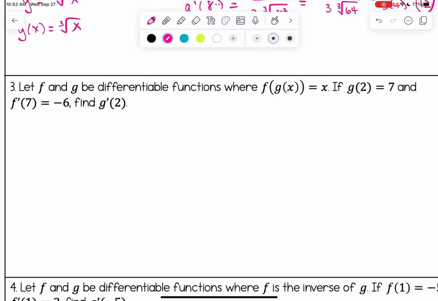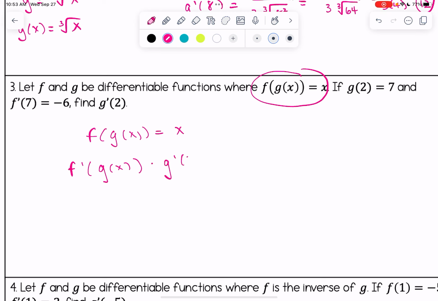We have to be a little bit more strategic about how we do this. So let's see, number 3 says let f and g be differentiable functions where f of g of x equals x. Again, that means they're inverses. If g of 2 is 7 and f prime of 7 equals -6, find g prime of 2. Okay. This might look like we have no idea where to start, but this is our key here because this is something that we can take the derivative of, as I showed earlier in the video. We're going to take the derivative of this using the chain rule. So derivative of the outside times the derivative of the inside, which is 1.